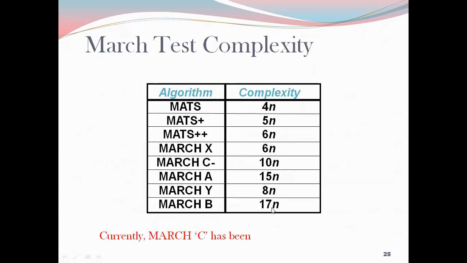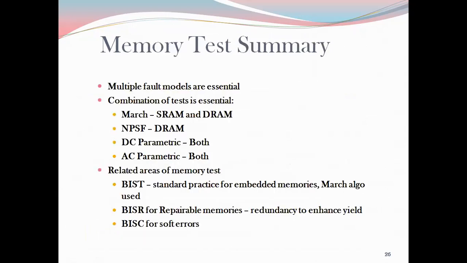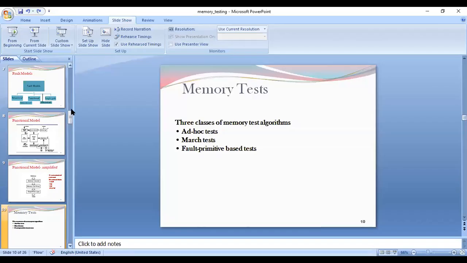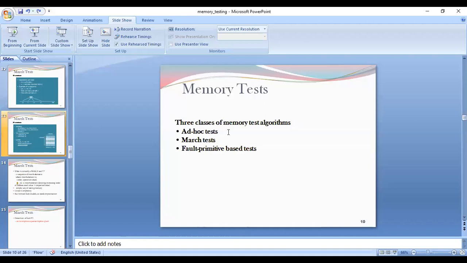This is the time complexity where n is the number of cells. So as the number of cells increases, all of them have a linear complexity. So presently we are using March C as the basis of so many techniques like BIST in the industry, and March C modified is also being proposed and being used.